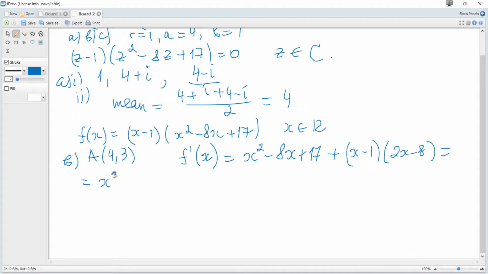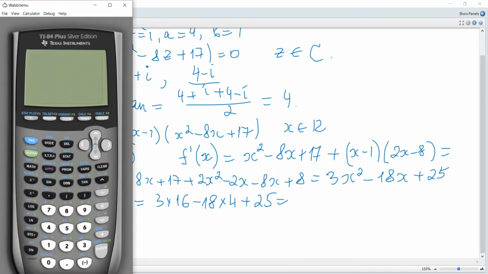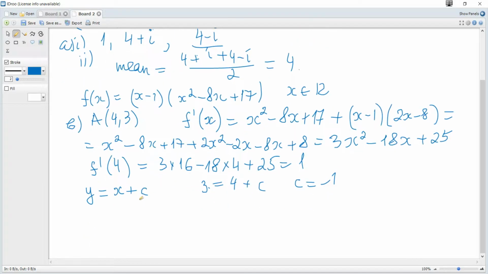Simplifying, it becomes x² − 8x + 17 + 2x² − 2x − 8x + 8, which is 3x² − 18x + 25. The derivative at point 4 is 3 times 16 minus 18 times 4 plus 25, and it is equal to 1. Hence the gradient of the tangent is 1, and the equation of the tangent becomes y = 1x + c. To find c, we substitute 3 for y and 4 for x and get 3 = 4 + c, so c is −1. Hence y = x − 1, as required.